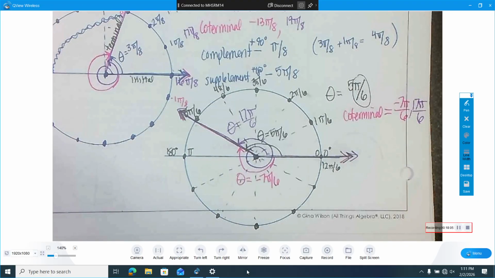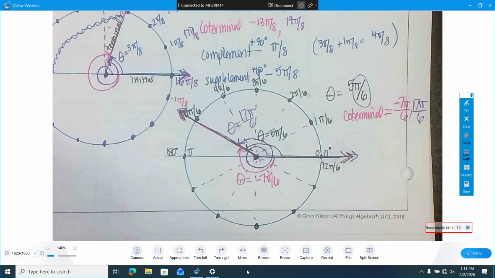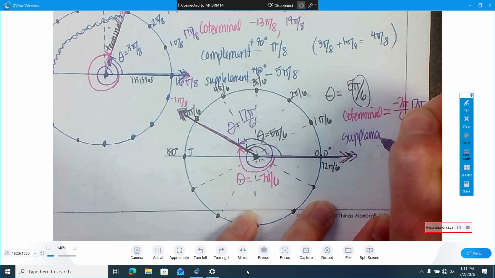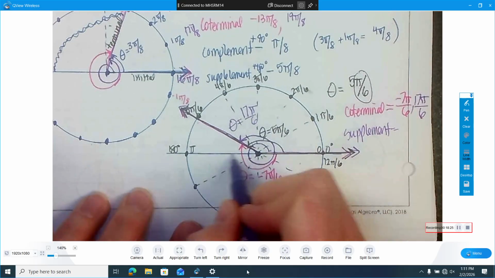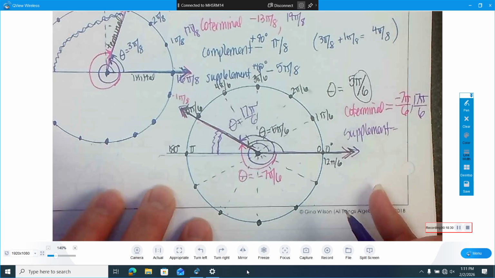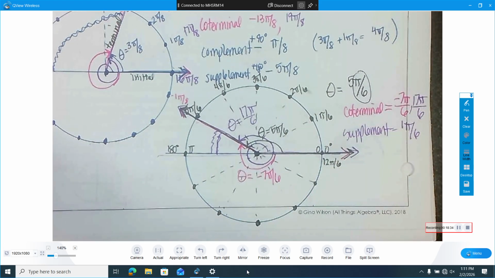Okay, does our initial angle here, our 5 pi over 6, does it have a complement? Not exactly. It's already bigger than 90 degrees. So it doesn't have a complement, but it does have a supplement. What is its supplement? Yeah, so supplement gets to right here. So we need this extra bit right here, and that is a 1 pi over 6 wedge that we want to add to get the supplement. Okay.